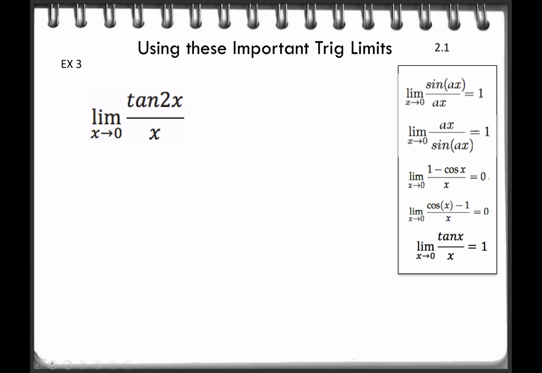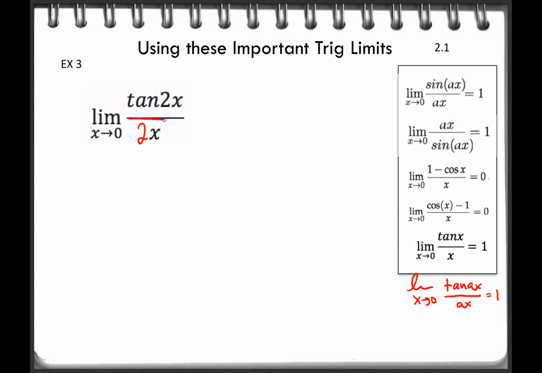Let's try this one. And feel free to pause and try to do this one on your own. Obviously, we're missing a 2 here, which means, and I didn't quite have this down here, but you can presume that to be true, that if I had tangent of ax over ax, that's also equal to 1. I think that makes sense.